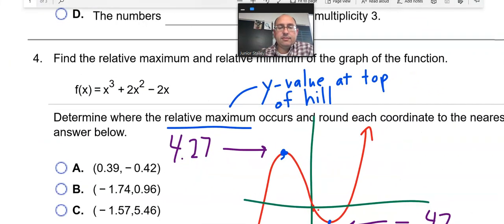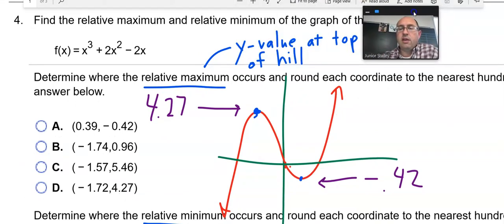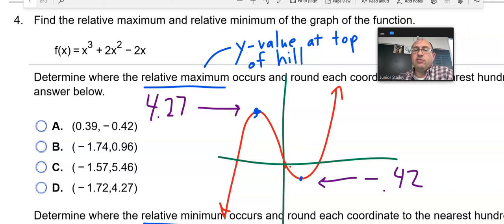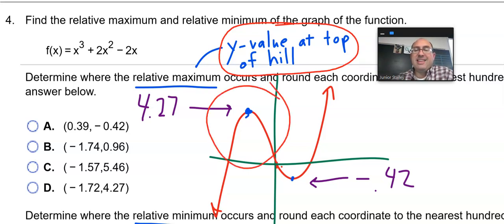Okay, next. Slightly different topic, but it's along the lines of graphing polynomials. Find the relative maximum and relative minimum of the graph of the function. Now, just so you're aware, a relative maximum is the y value at the top of a hill. So when you're looking at these, I'm referring to this as a hill, and at the top is a y value.